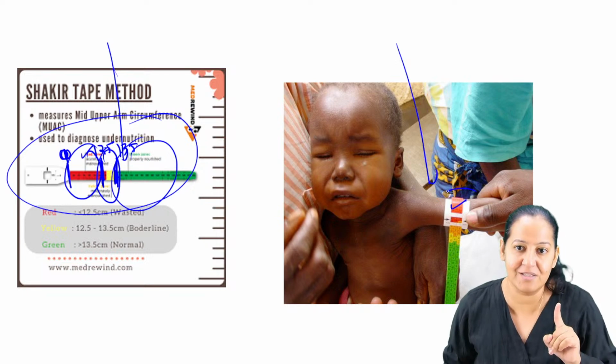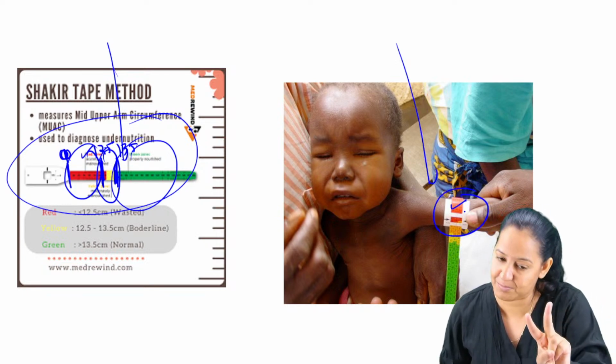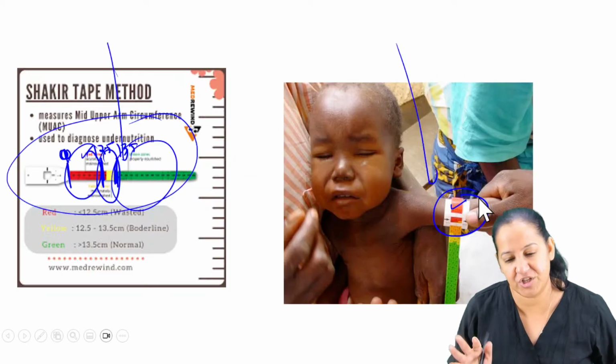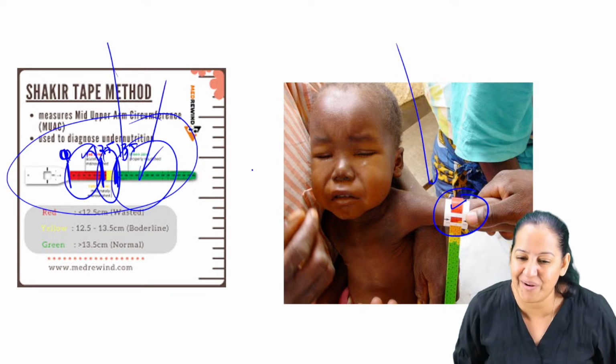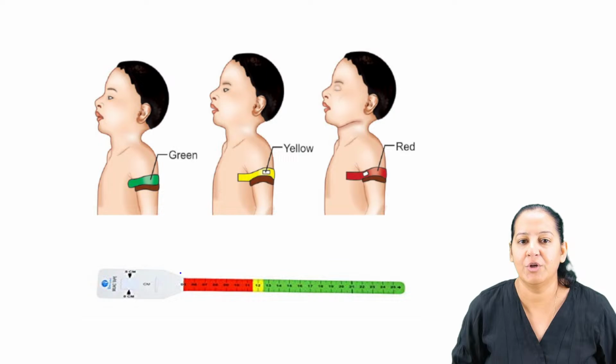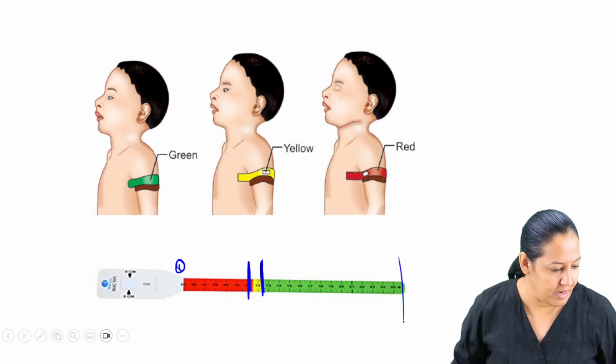Is it red? See, in this child it's red. It can be red, yellow, or green. Red means severe malnutrition, yellow means moderate malnutrition, and green means normal. So that is Shakir tape. Shakir tape is a simple inch tape, only color coding is done. So please see the color coding. The three colors are there. This is Shakir tape. You can see 0 centimeter till 12.5 it's red, 12.5 to 13.5 it's yellow, and 13.5 onwards it's green. I hope you all got it.